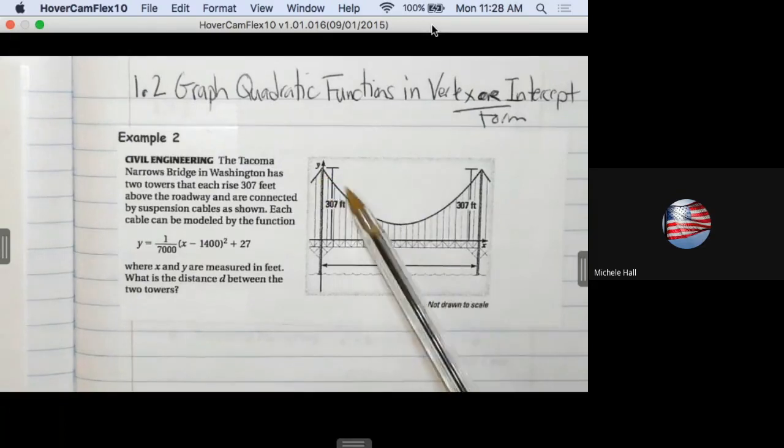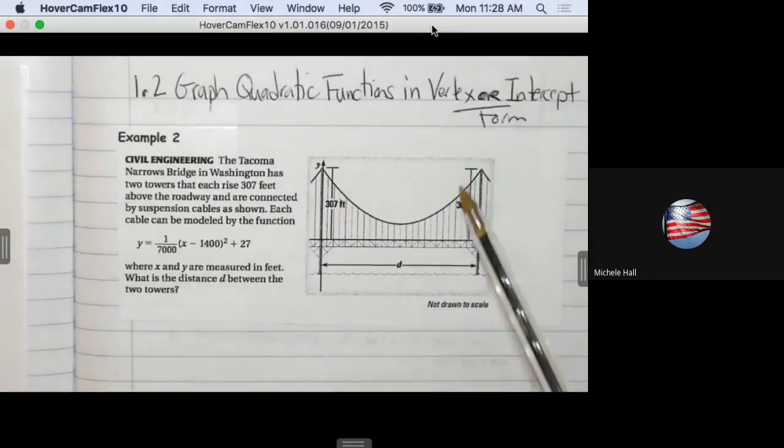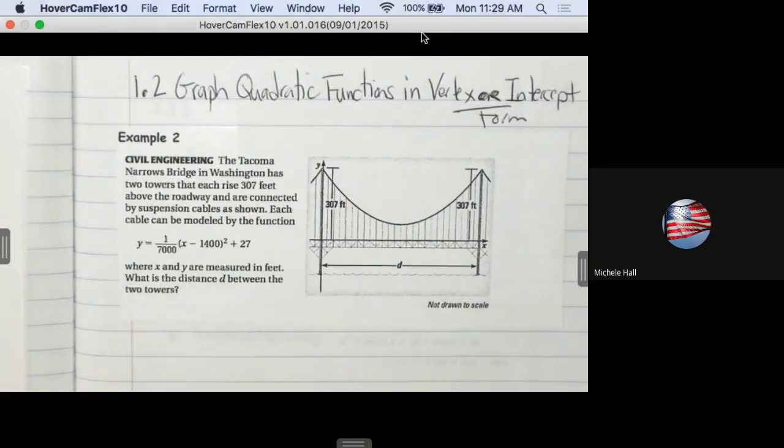We have this suspension bridge. We have towers of 307 feet. Lots of stuff going on here. Does anybody have any idea how they want to approach this problem? Anybody in virtual land as well? Please feel free to speak up. Where would I want to start on this?